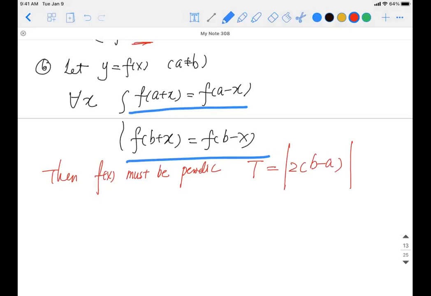Who can tell me, from a human's language, what does this mean? What does this function look like if you have f(a+x) equals f(a-x)? Who can tell me, from a human language, or from the function's perspective, what does f(a+x) equals f(a-x) mean? Who can tell me?